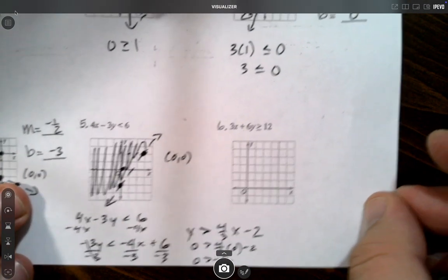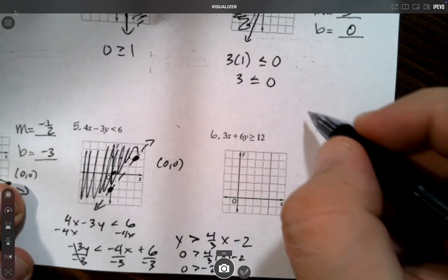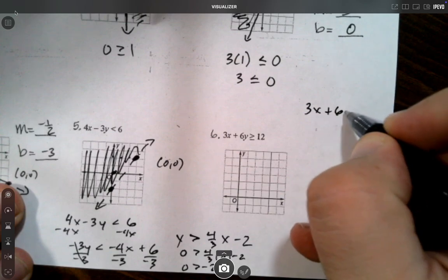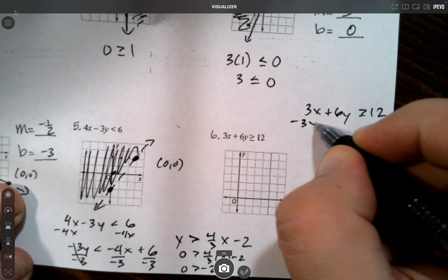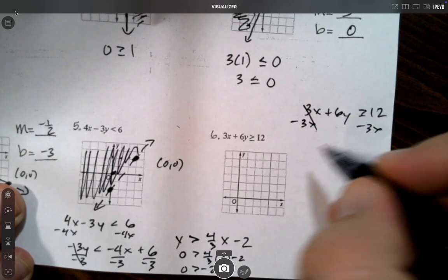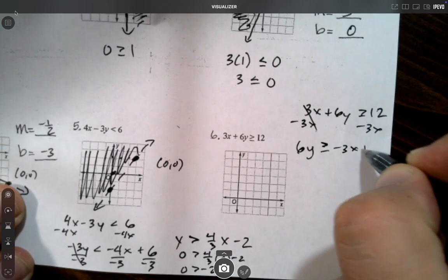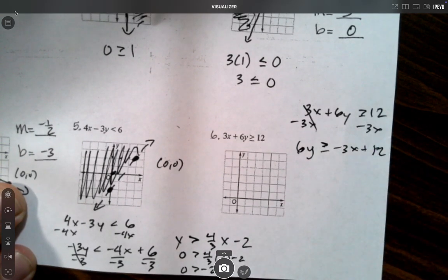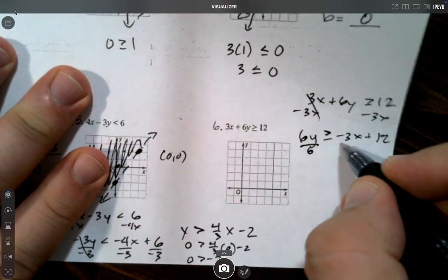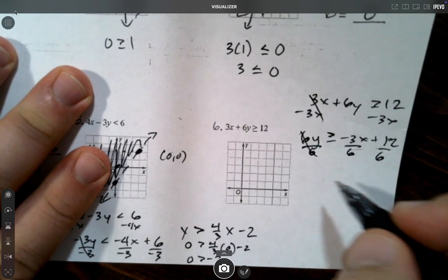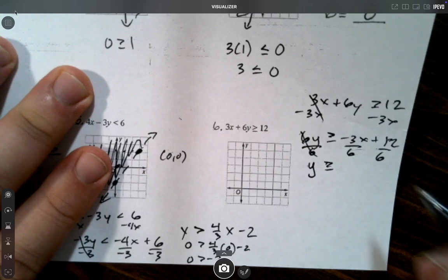Okay, last one. Again, this is not in slope-intercept form, so we'll need to make it so it is. So I'll start by subtracting 3x from both sides. My goal is to get the y by itself on the left side. And then I'll divide everything by 6, every single piece by 6. Now, since this is a positive 6, I don't have to flip the inequality sign. I'll keep it as y is greater than or equal to.